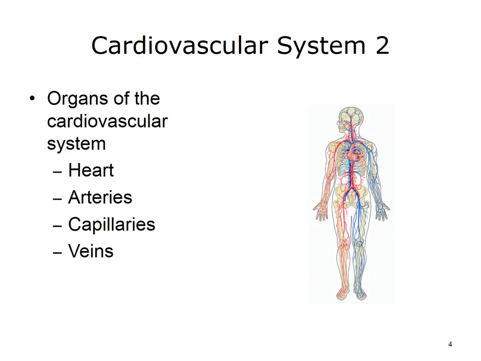This slide shows the anatomy of the cardiovascular system. As you can see, the organs of this system include the heart, the arteries, the capillaries, and the veins.